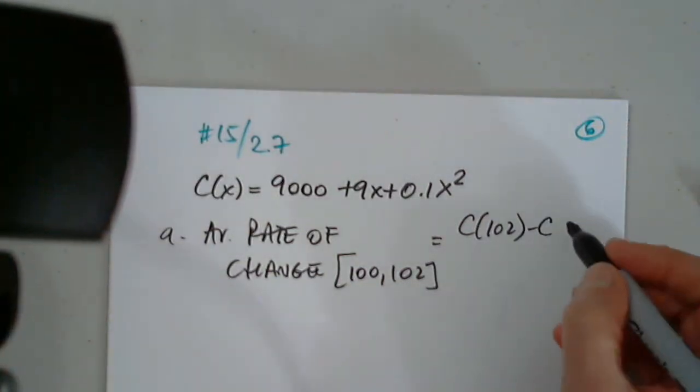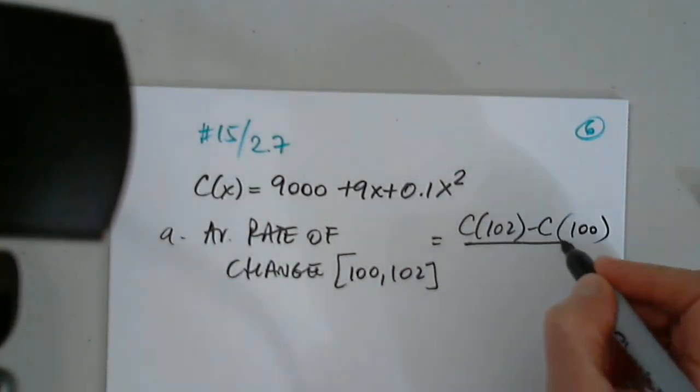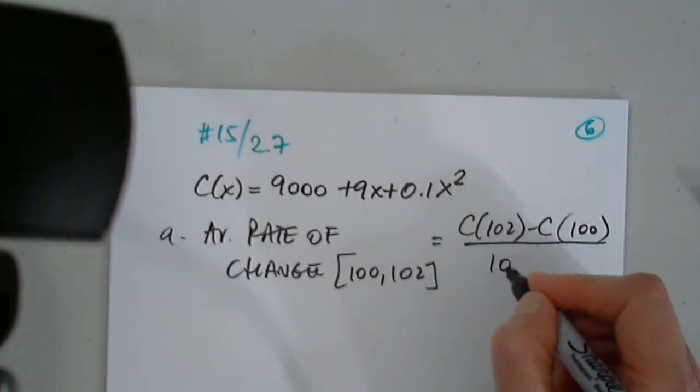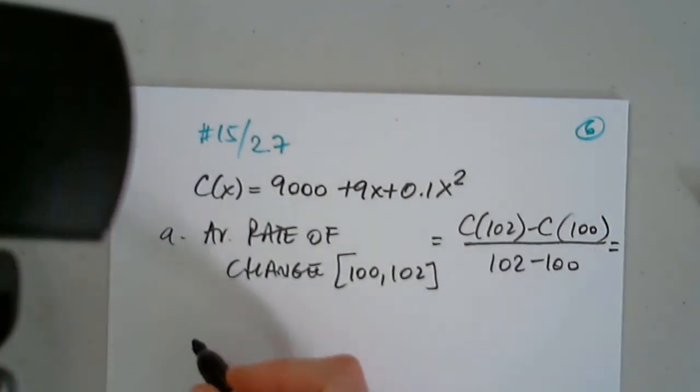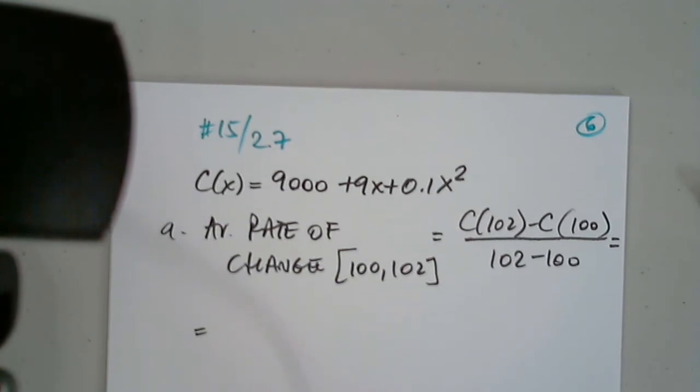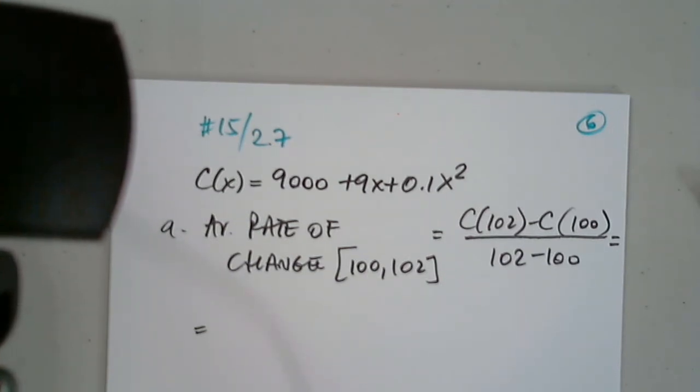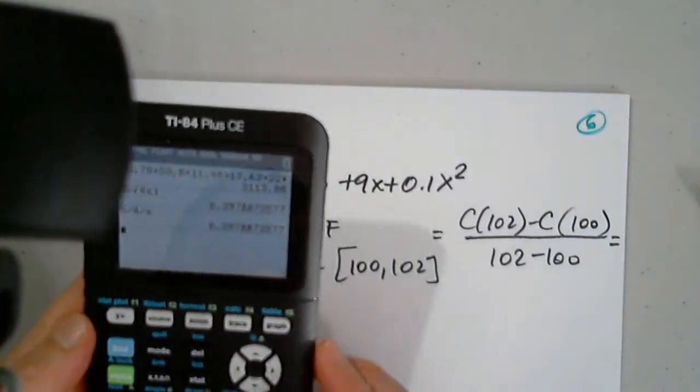The rate of change is C of 102 minus C of 100 divided by 102 minus 100. Is this clear? Is the first step with the first question? Yes. Okay, so now I'm going to put this function in the graphing calculator.